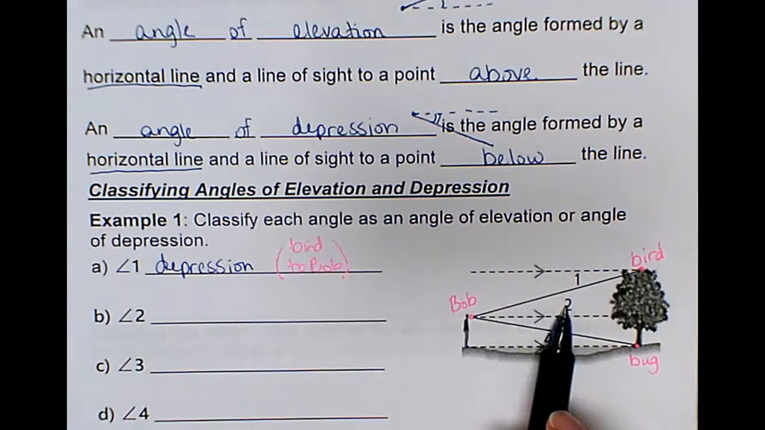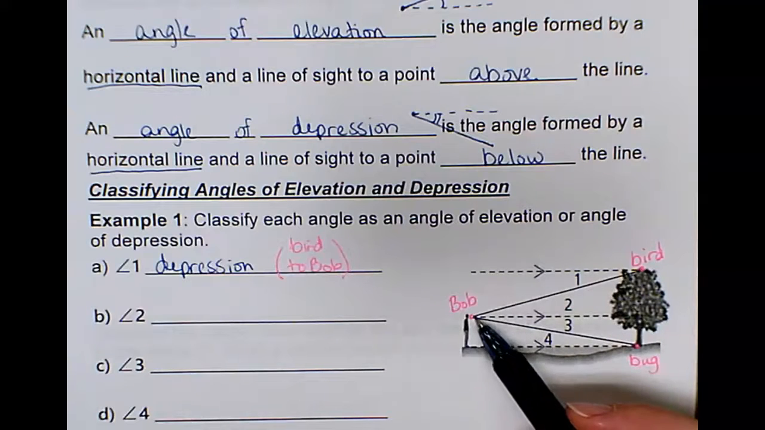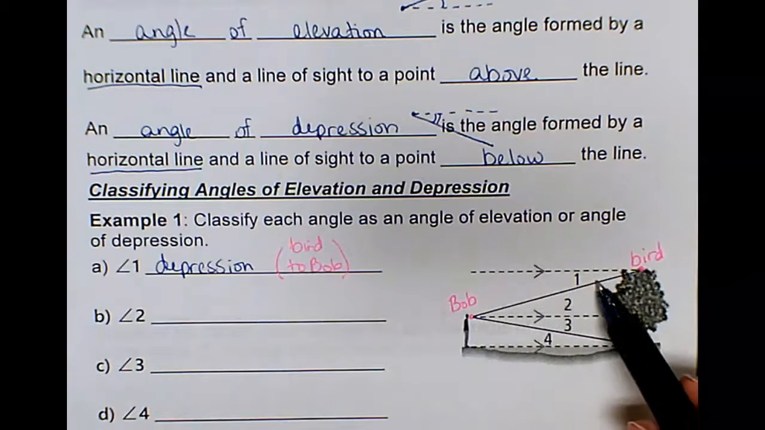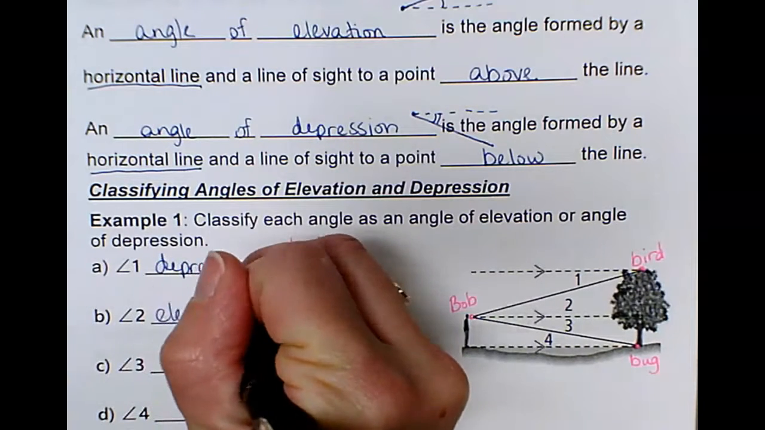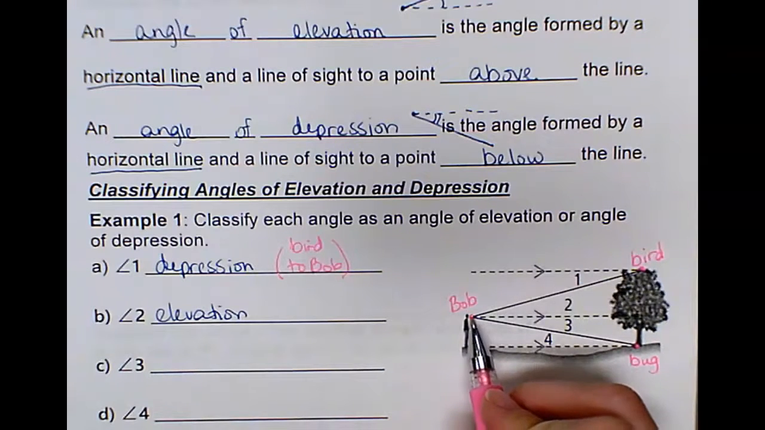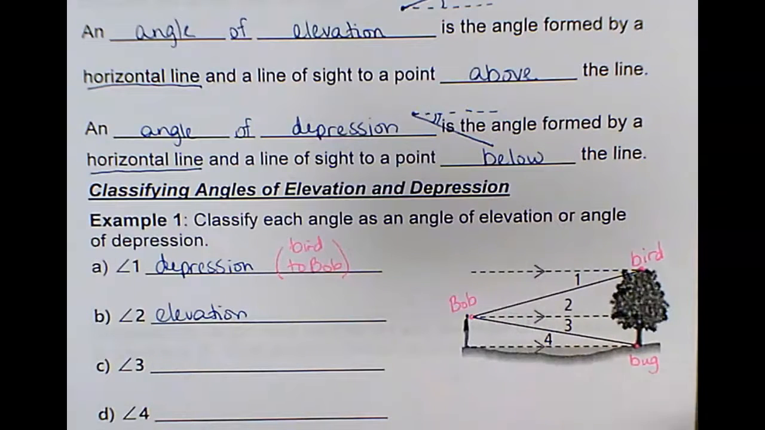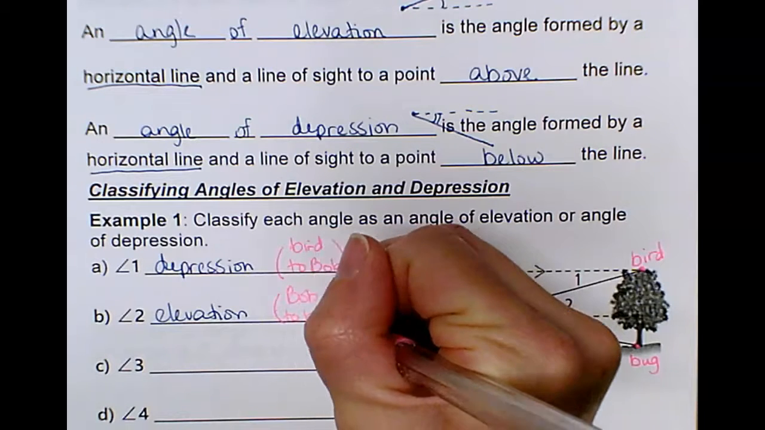Okay. Angle 2. Angle 2 is created by this horizontal line of sight right here, and then a line of sight to something that is above the horizontal line. So that is an angle of elevation. Look at the vertex. Who is doing the looking? Whose line of sight is it? Well, it's Bob's line of sight. Bob is looking horizontally and then up at the bird. So this is the angle of elevation from Bob to bird.